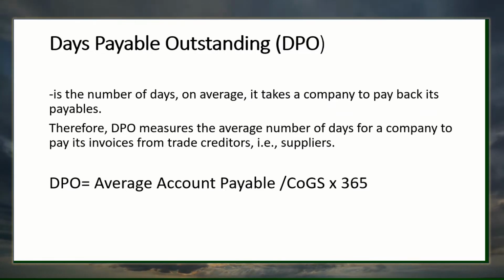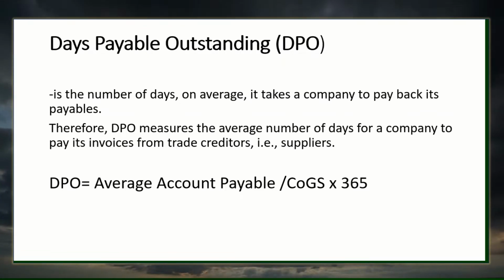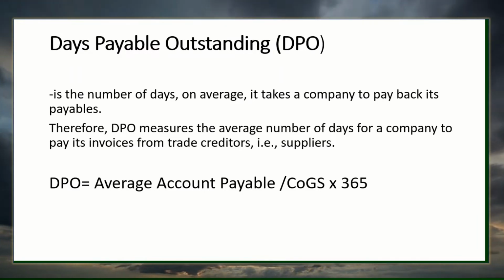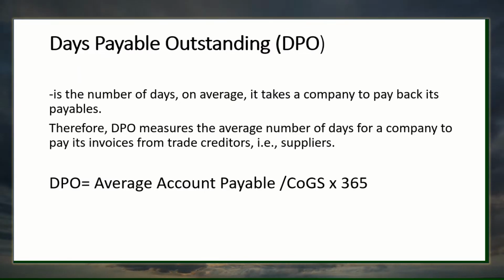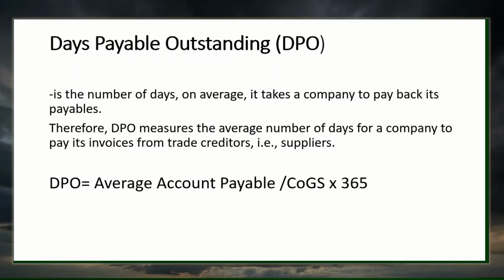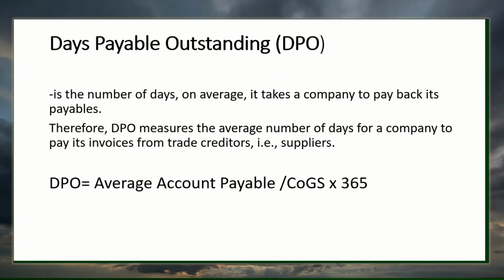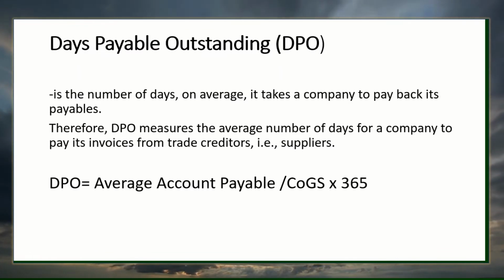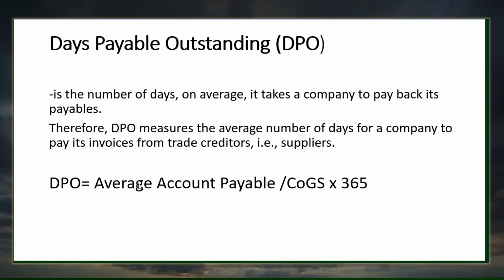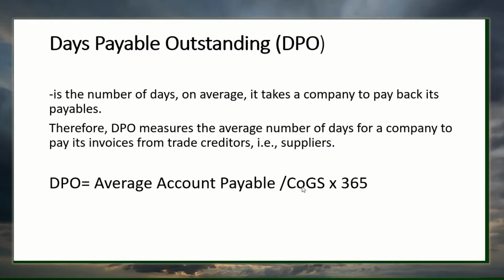Coming to days payable outstanding, the definition is simply the number of days on average it takes a company to pay back its payables. How many days it will take a company to pay its creditors or suppliers. So that's the average number of days a company takes to pay its invoices. And coming to the formula, we simply divide the average accounts payable by cost of goods sold.